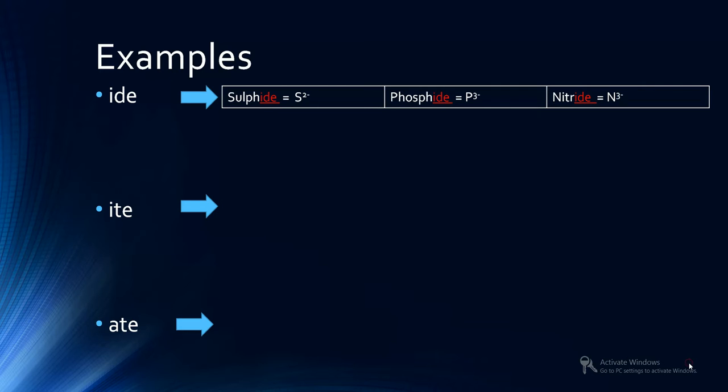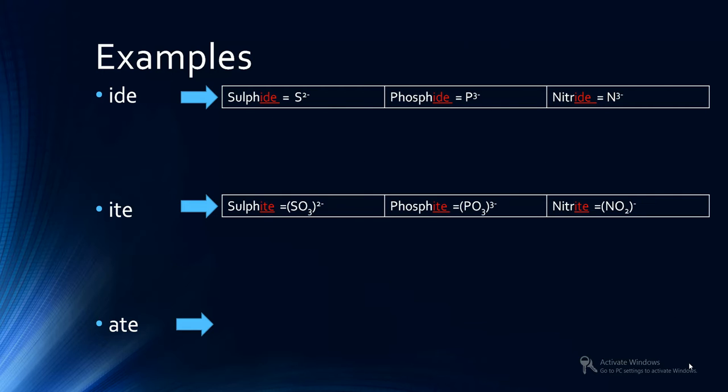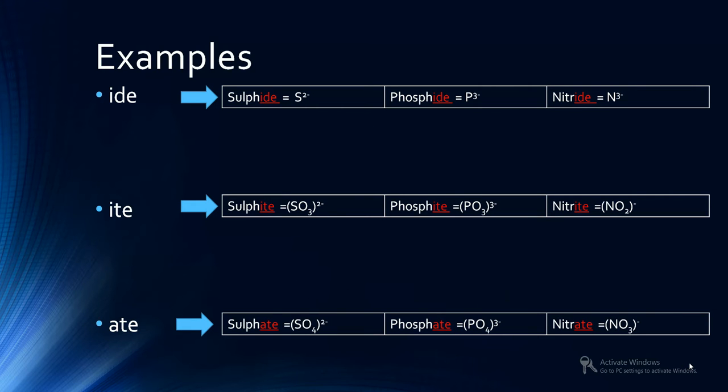Examples of ite: sulfite, SO3 2-, phosphite, PO3 3-, nitrite, NO2 1-. Examples of ate: sulfate, SO4 2-, phosphate, PO4 3-, and nitrate, NO3 1-. So these are the examples of ide, ite, and ate.